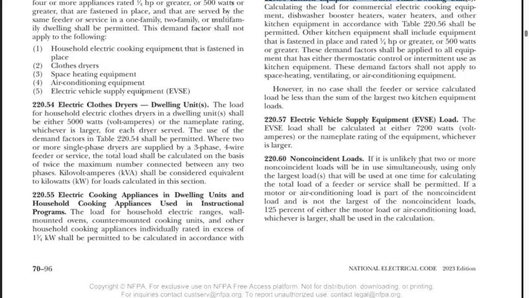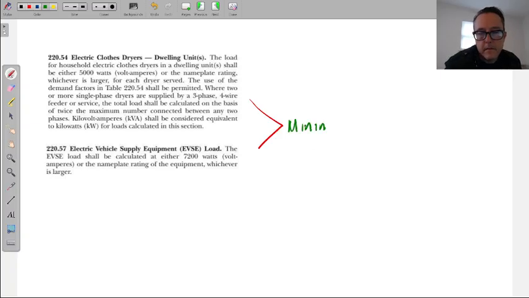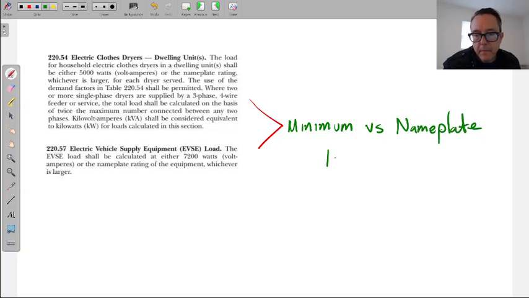Let's jump over to the last two that I want to cover, which are the EV, 220.57. In 220.57, this one is like the dryer, where we have a minimum versus nameplate. I covered this one yesterday, but just to go back over it, I have the dryer and this one in the same page, only because they're the same. So I just wanted to point that out. There is a minimum versus nameplate, and then we're going to pick the larger of the two.